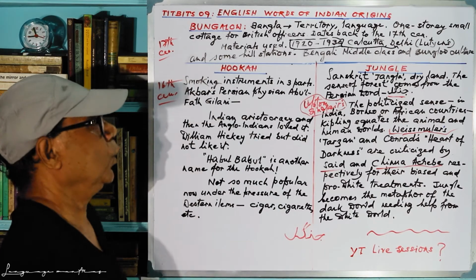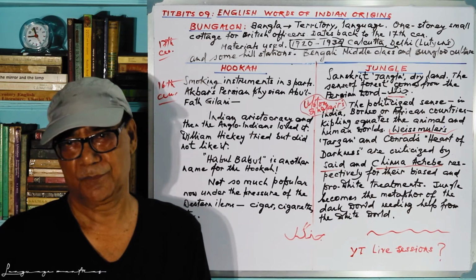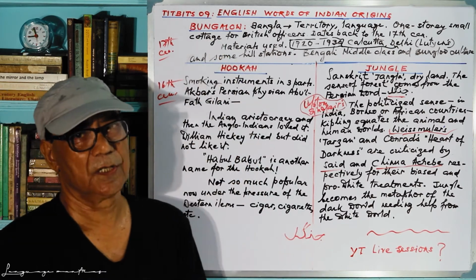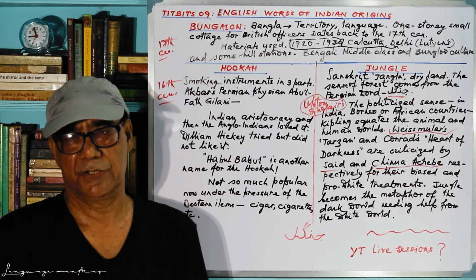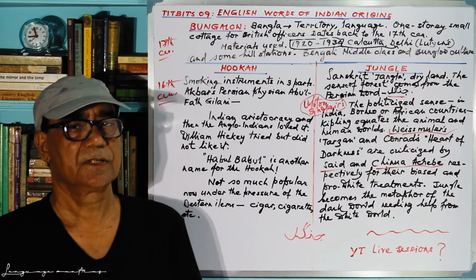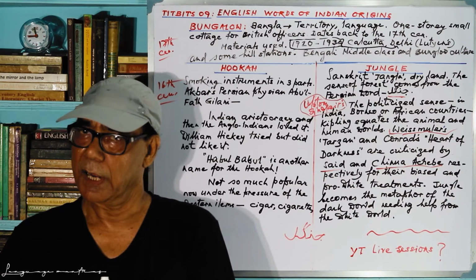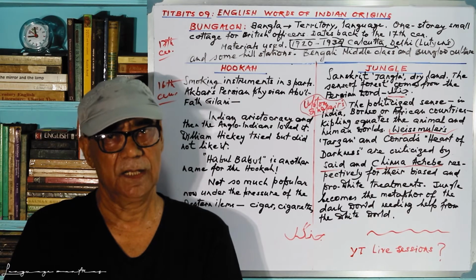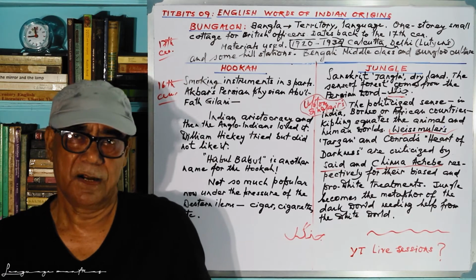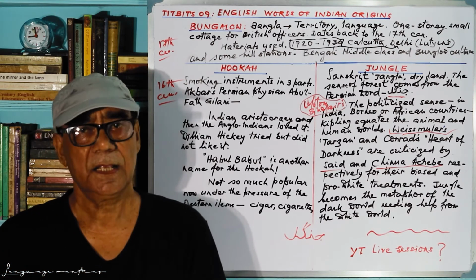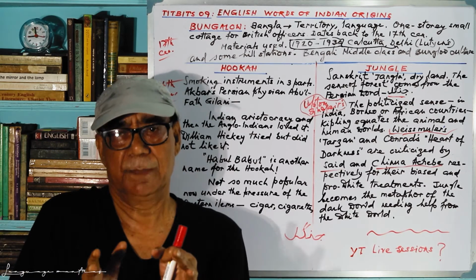One is Bungalow. The second one is Hookah, and the third one is Jungle. So let's talk about Bungalow. Originally, Bungalow means a small one-storey cottage. The coinage actually derived from Bangla or Bengal. Bangla in Bengali is Bangla, and Bengal in Hindi is Bengal. If you have heard that famous song of KL Saigal, Ek Bangla bane nyara, I'm speaking of that very Bangla.